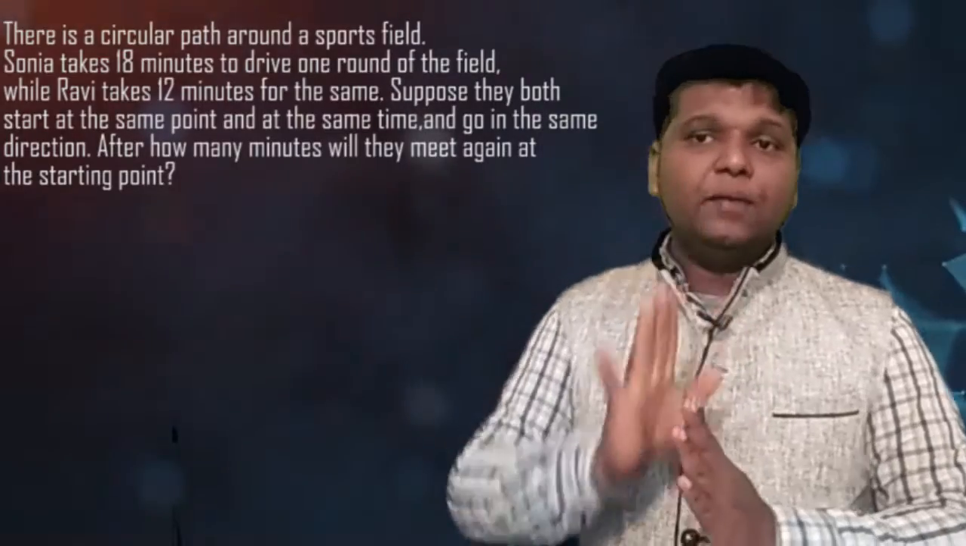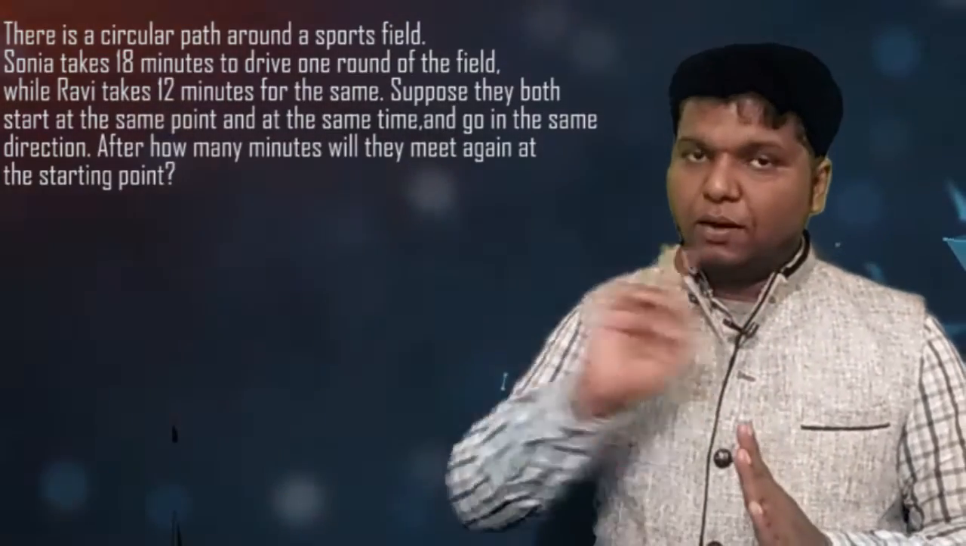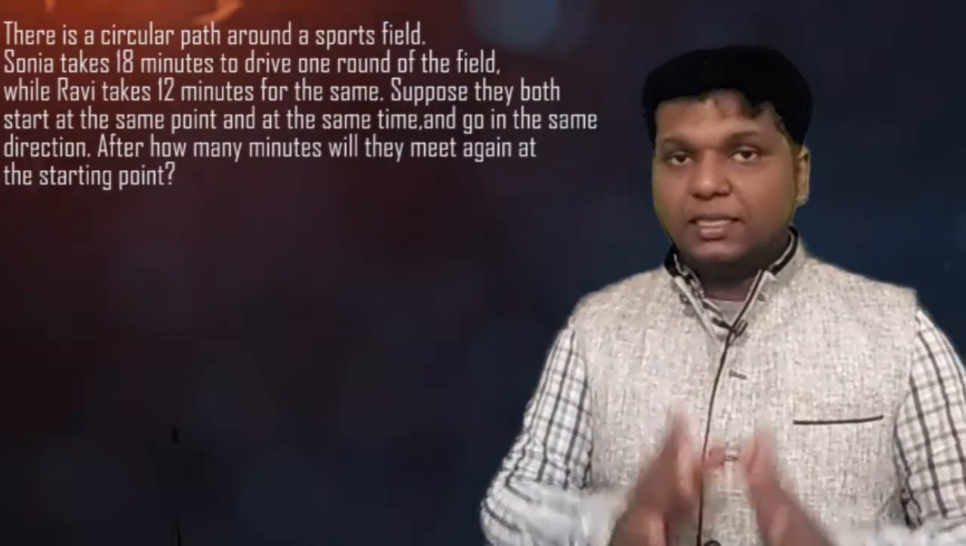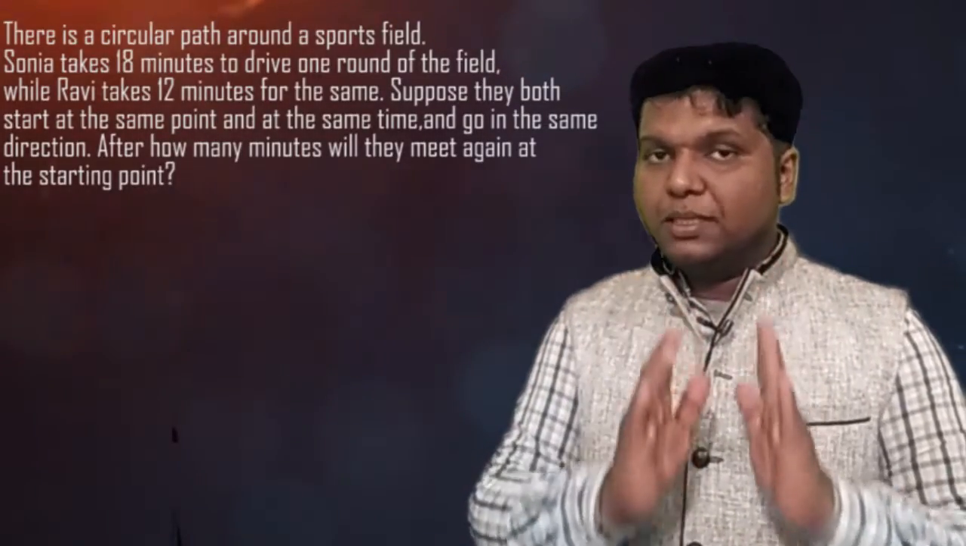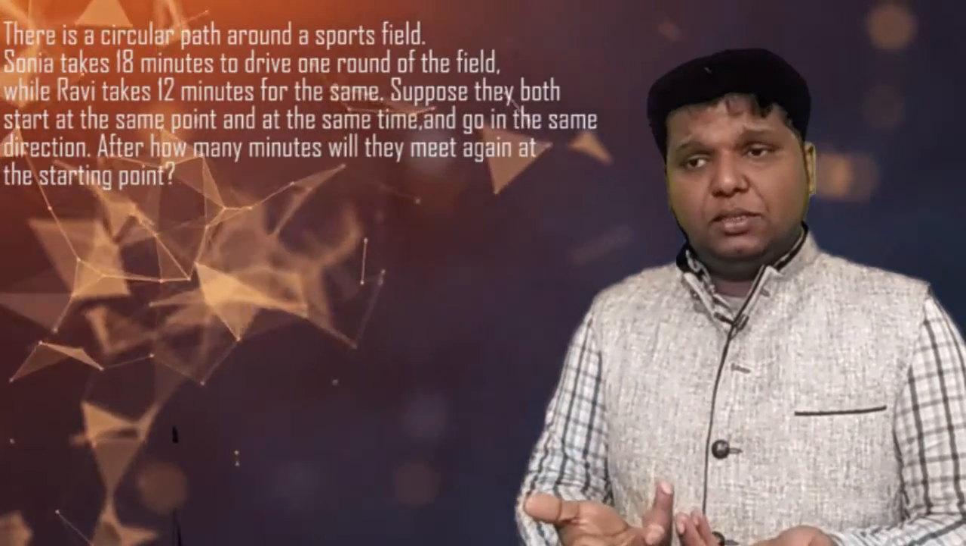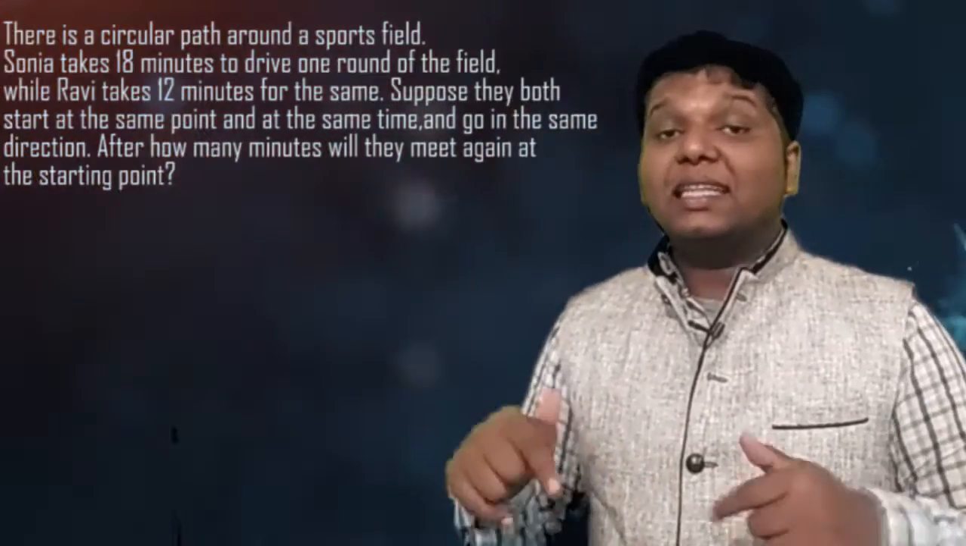So Sonia will take 18 minutes to cover one round, whereas Ravi will take only 12 minutes. This much must be there inside your mind. Now, after how many minutes will they meet again at the starting point? Anyhow, Sonia will be very late. She will be running and coming a little bit later than Ravi, because Ravi is already faster than her.